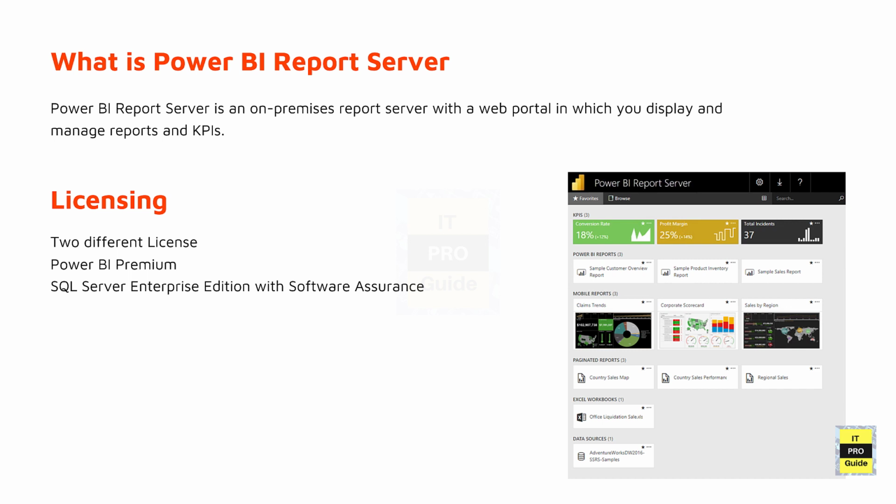Now we are going to see a step-by-step demo on how to deploy Power BI Report Server on-premises. To achieve this, you have two licensing options: one is a Power BI Premium capacity-based license, or an SQL Server Enterprise Edition with software assurance. With these two, you will get Power BI Report Server on premises, so you can install it and use it without internet.